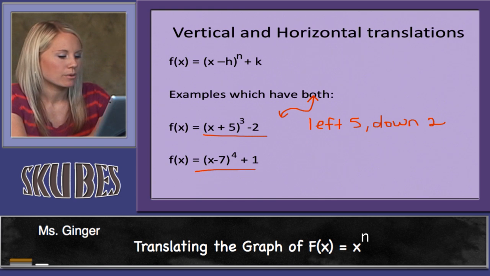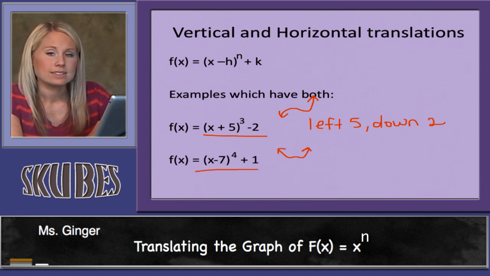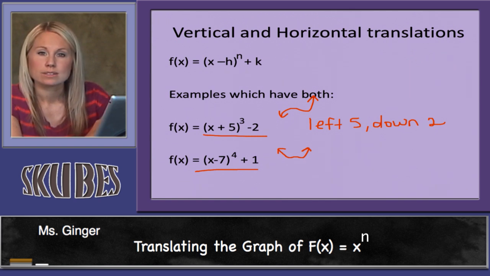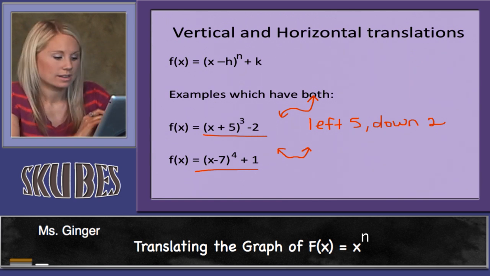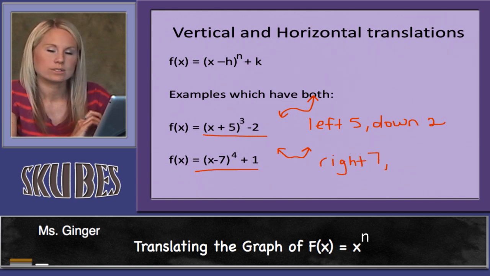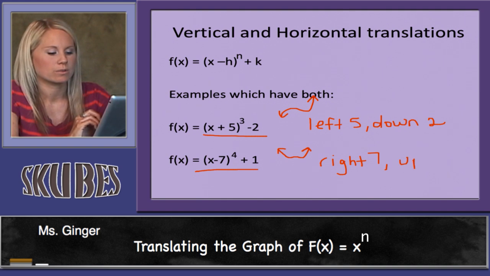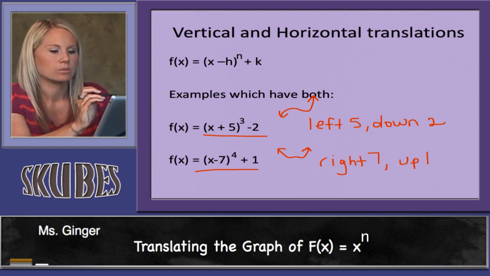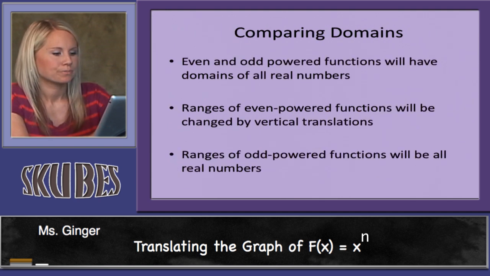Second one, we've got a power of 4, which is going to look something like this, maybe a little wider at the bottom, parent graph. And inside we've got a minus 7, so remember that's going to move it to the right, 7 units. And then outside we've got plus 1, so it's up 1 unit. So it's pretty easy once you learn the basic rules of where these occur.